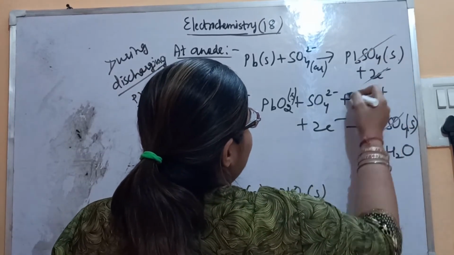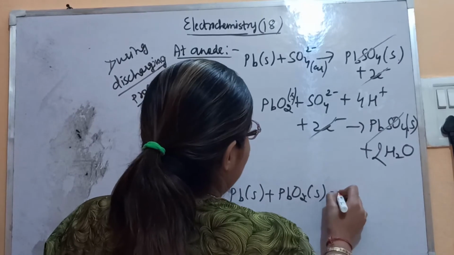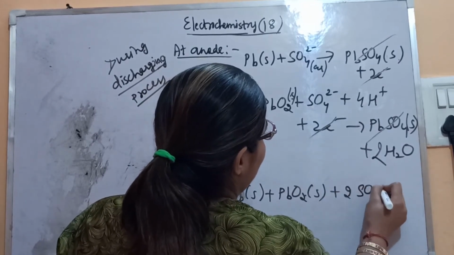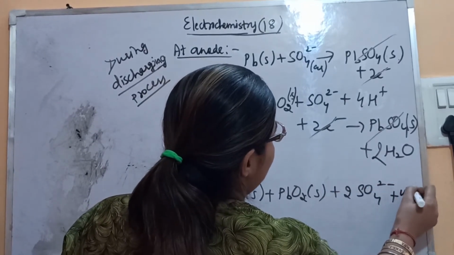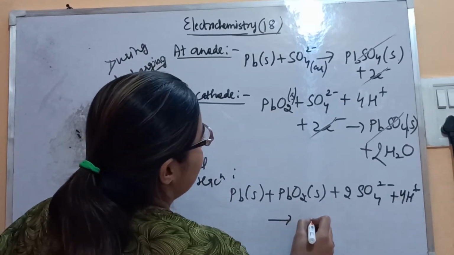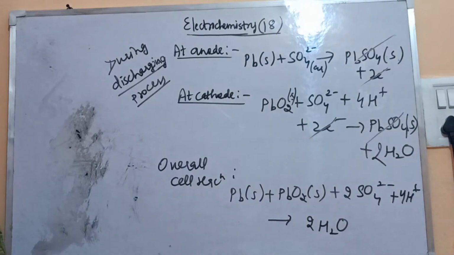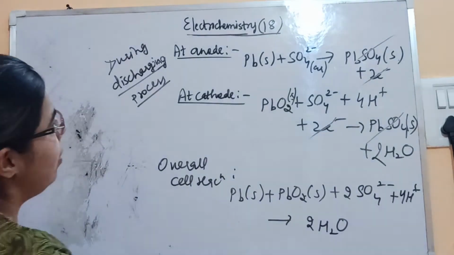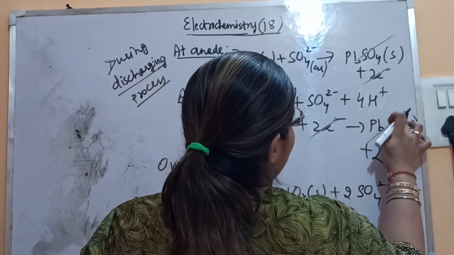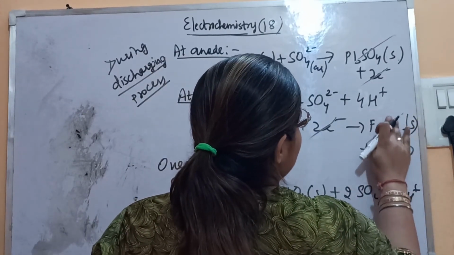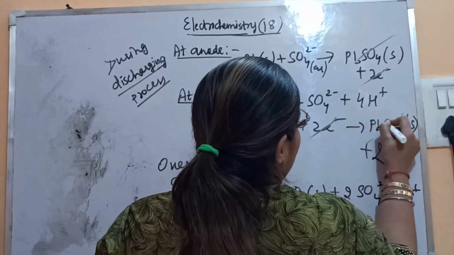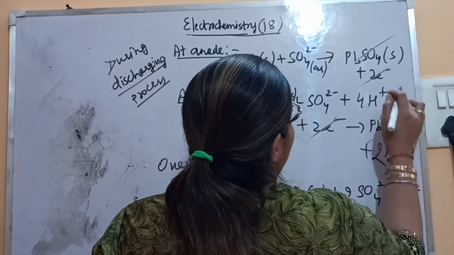The 2 electrons will get cancelled out. Plus 2 SO4 2 minus plus 4 H positive gives you what? Water. This is on this side only, so it will not get cancelled out. Sorry for this. This will get added.